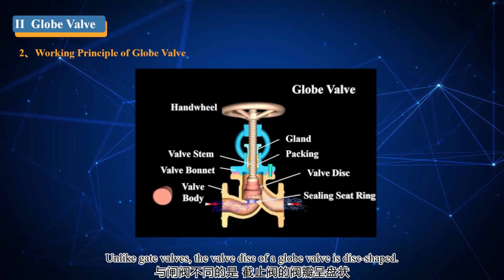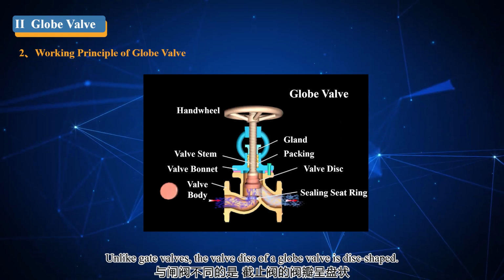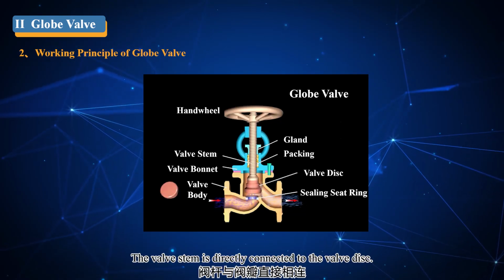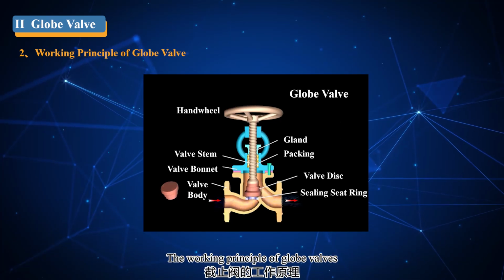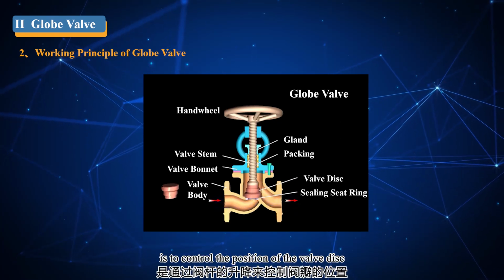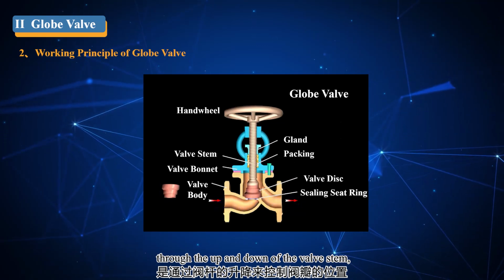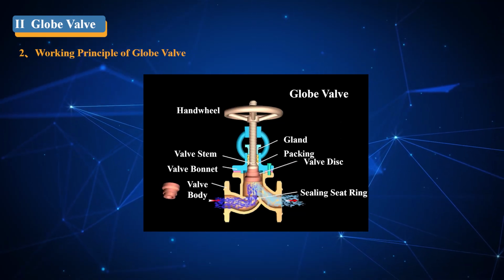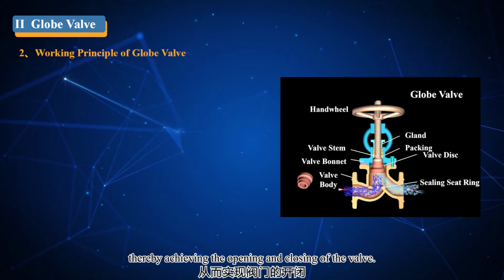Unlike gate valves, the valve disc of a globe valve is disc-shaped. The valve stem is directly connected to the valve disc. The working principle of globe valves is to control the position of the valve disc through the up and down movement of the valve stem, thereby achieving the opening and closing of the valve.